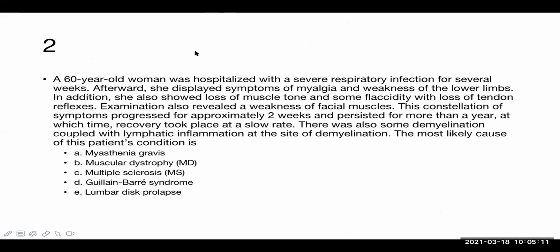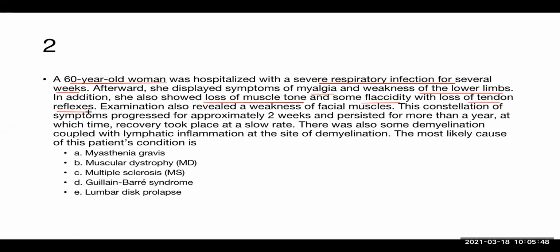Number 2, here. A 60-year-old woman, so this is the age, was hospitalized with a severe respiratory infection for several weeks. Afterward, she displayed symptoms of myalgia and weakness of the lower limbs. So this is a weakness of the lower limb again. Myalgia means muscle pain. In addition, she also showed loss of muscle tone and some flaccidity with loss of tendon reflexes.